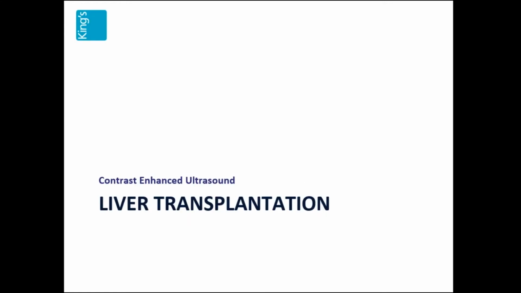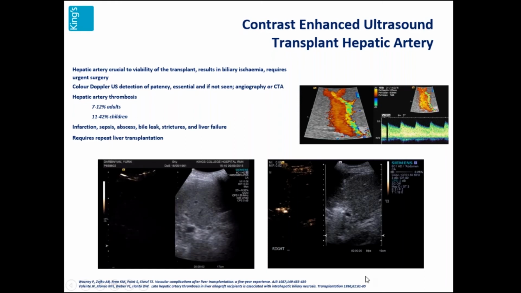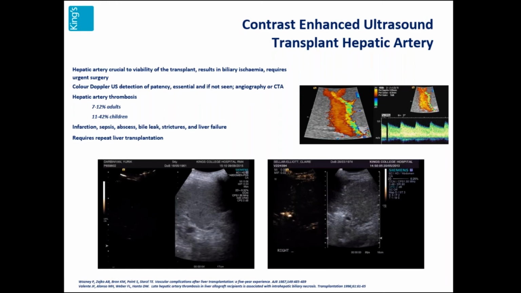In the last 5 minutes, I'm going to show you where we use it in liver transplantation, looking at arterial or vascular issues. As you are aware, the hepatic artery is crucial to the understanding and the well-being of that transplant, because if you lose that artery post-transplantation, you're likely to have much problems with the graft.